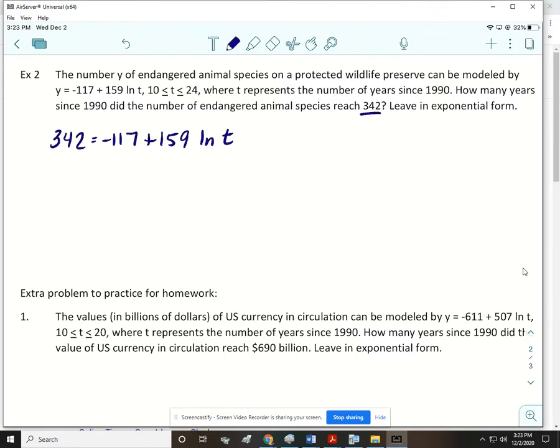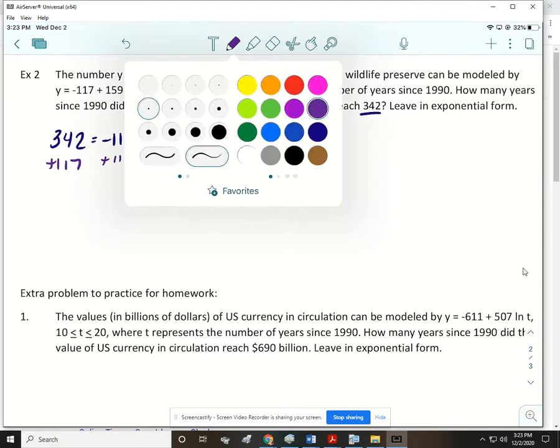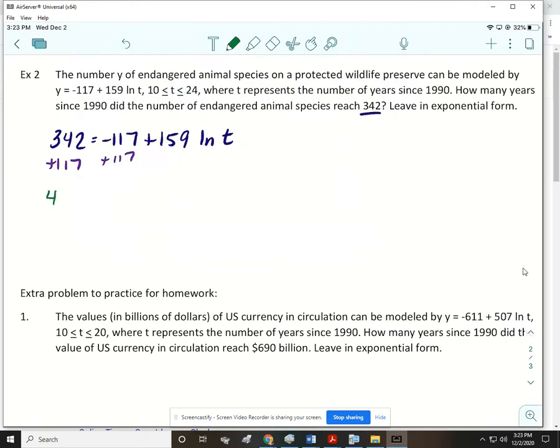Okay, and then we're going to solve this equation for t. So first, we want to isolate the logarithm. So I would add that 117. All right, and then I would divide by the 159. All right, and 3 divides evenly into both of those numbers, so that reduces down to 153 over 53.